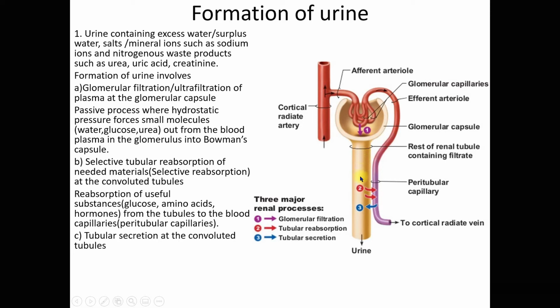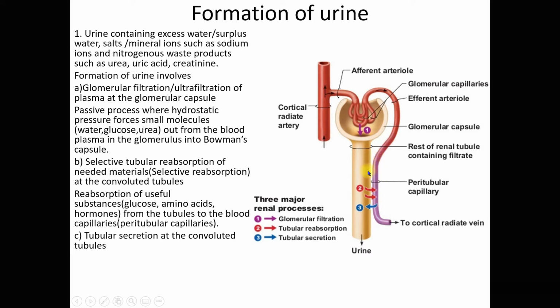So in this proximal convoluted tubule, as well as the distal convoluted tubule, selective tubular reabsorption occurs. To be more specific, reabsorption of useful substances like glucose, amino acids, hormones, from the tubules to the blood capillaries occurs. This blood capillary here is known as the peritubular capillary.